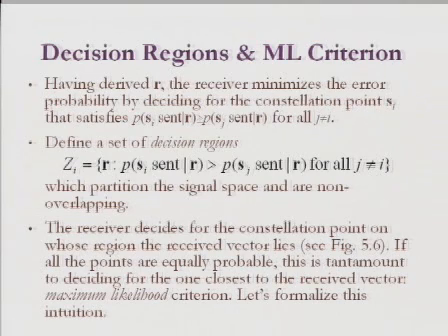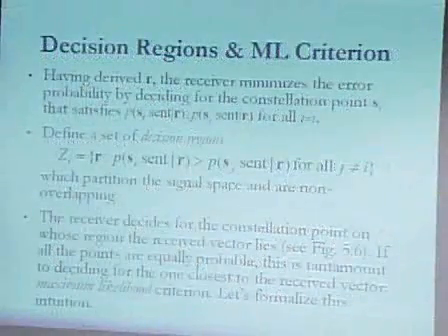So we don't know which of the capital M points S sub I was sent. All we know is what we receive. We receive R. So what we're going to do is decide for the S sub I that has the largest probability, right? We're going to say, okay, which is the S sub I point for which the probability of that point being sent, given that we receive R, is bigger than for any other points. That makes sense, right? Of all the capital M points, we're going to choose the one that has the biggest probability of having been sent, given that we receive a particular R.